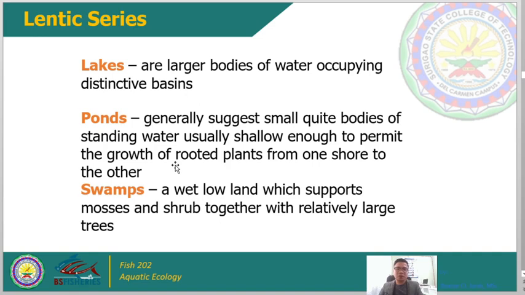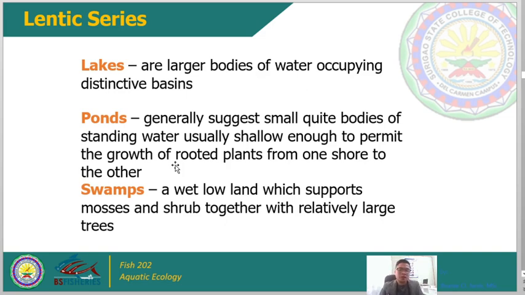Lakes are larger bodies of water occupying distinctive basins. So basically lakes are larger and are still non-moving, no? They are static. Ponds, however, generally suggest small quiet bodies of standing water, usually shallow enough to permit the growth of rooted plants from one shore to the other. So unlike lakes, which are more like a transition with no plants growing in between, ponds have plants growing throughout the bottom surface, at their deepest parts too. So ponds enable the growth of aquatic plants in all areas of the bottom. However, swamps are a wet lowland which supports mosses, shrubs, together with relatively large trees.